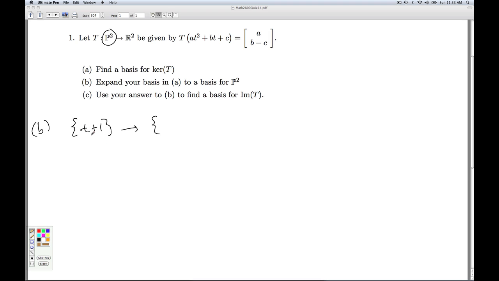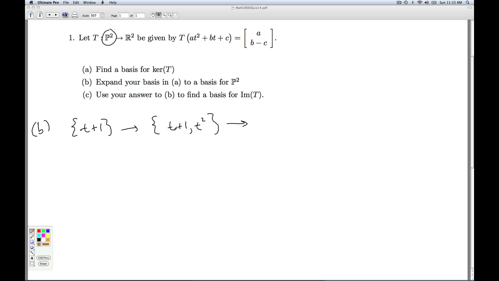I think it's fairly obvious one vector that's not going to be in here that we're going to need is t squared. So I'm going to add t squared to that. I think it's pretty clear that t squared is not in the span of that. Now I have to bump it up one more time. I've got to add one other linearly independent vector in there, that's not going to be in the span of this.